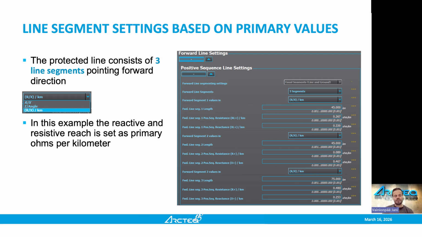So basically, the values we saw on the slide, we put them here. 0.26 is the resistive reach in line 1, 0.33 the reactive reach of line 1, and the length of the first overhead line is 45 kilometers. Second line is here, it's also 45 kilometers but with a little bit different parameters. And then we got the third line, which is underground cable, and it's 75 kilometers of length, and the resistive reach is way higher because of the cable characteristics. And then we also have the reactive reach here. So this is how we set those 3 protected lines.